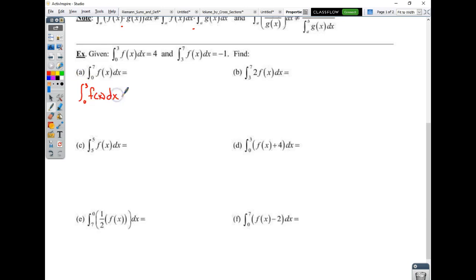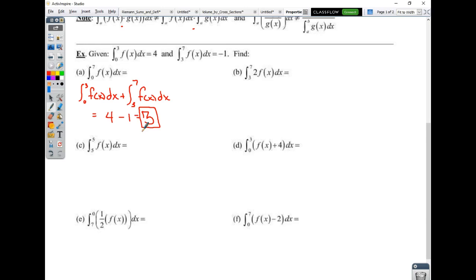So if you observe how this is written, if I go from 0 to 3, and then from 3 to 7, that's the same thing as going from 0 to 7 of f of x. So I can split my integral, which is going to be 4 minus 1 to give me 3. It's nice and simple. Just take the integral, split it up, call it a day.